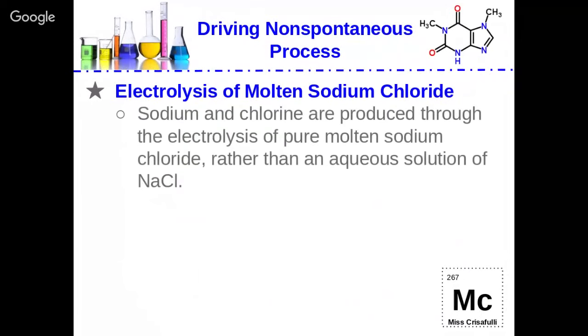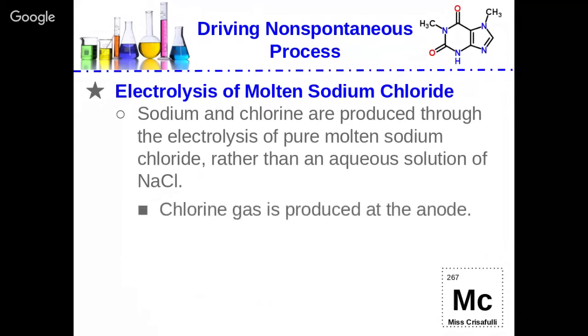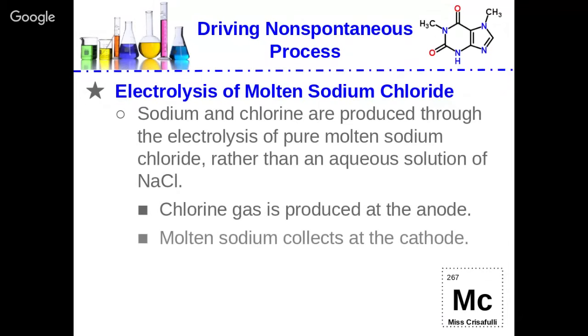Now let's talk about the electrolysis of molten sodium chloride. Sodium and chlorine are produced through the electrolysis of pure molten sodium chloride rather than an aqueous solution of sodium chloride. Chlorine gas is produced at the anode. Molten sodium is collected at the cathode.